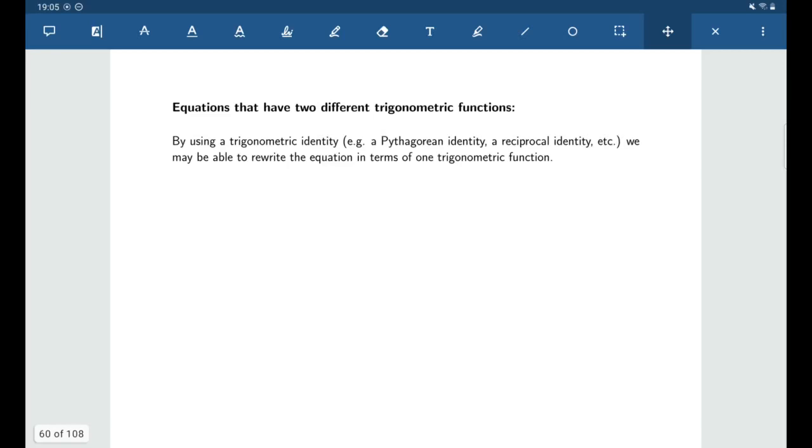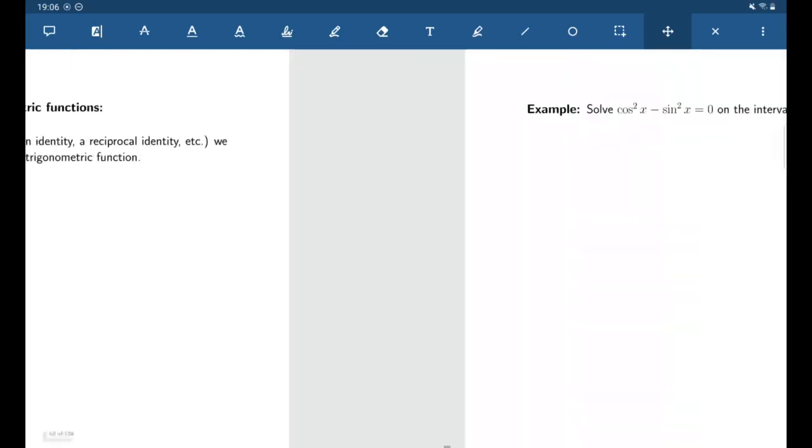Now, the other thing that we might see, in addition to something that's quadratic, we might see something where maybe there's more than one trig function, like two different trig functions together. So for that, maybe we'll need to use some sort of an identity to get rid of one of the trig functions. So this could be the Pythagorean identities, maybe the reciprocal identities. And once we've rewritten the equation, then we can go ahead and try to solve it.